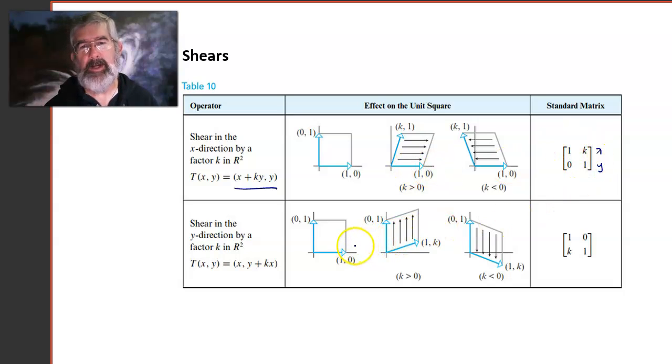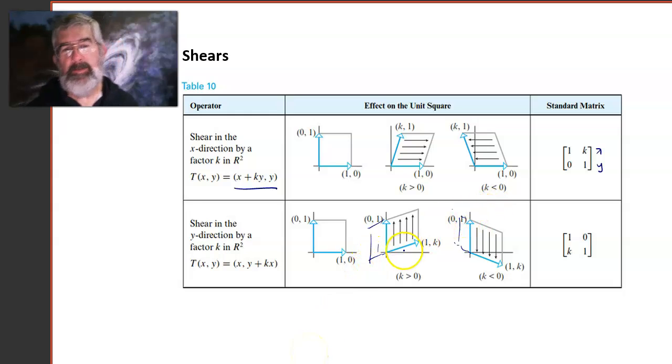Of course, shears in the y direction are going to leave all the x coordinates the same, and the y coordinate is going to be y plus kx. So depending on how far away you are this way determines how far up you get shifted. Again, k being positive would be doing it upwards, k being negative would be pulling things downward. Of course, they're only showing the positive side, but on the negative side, things would be going up here, and likewise here on the negative side, things would be going down.